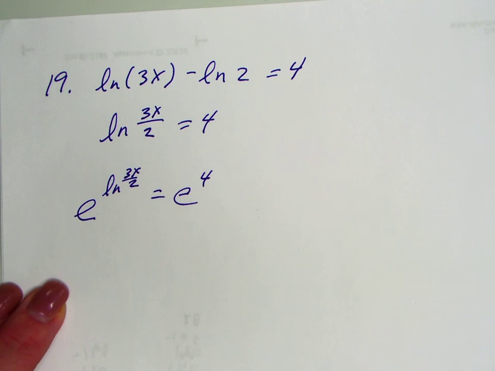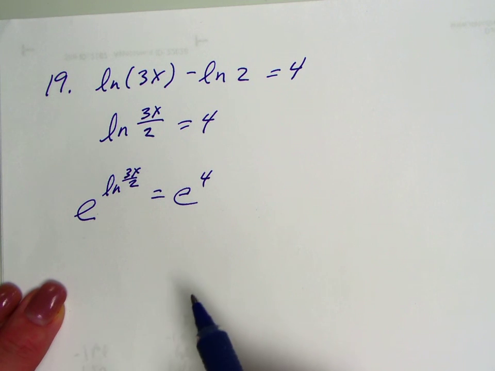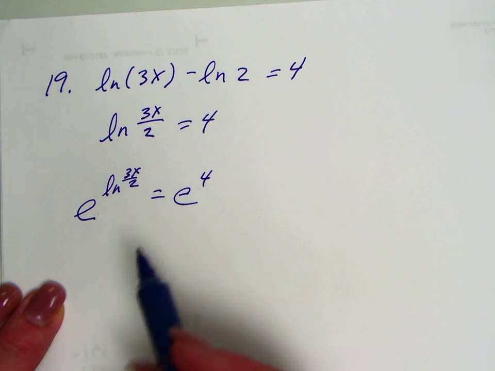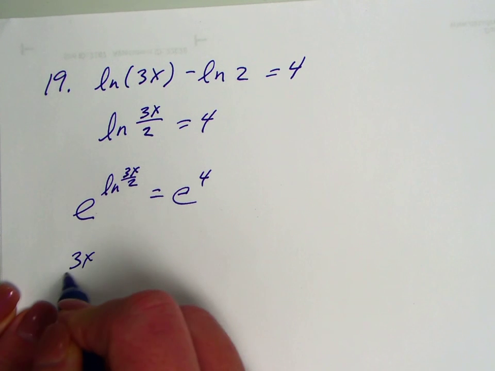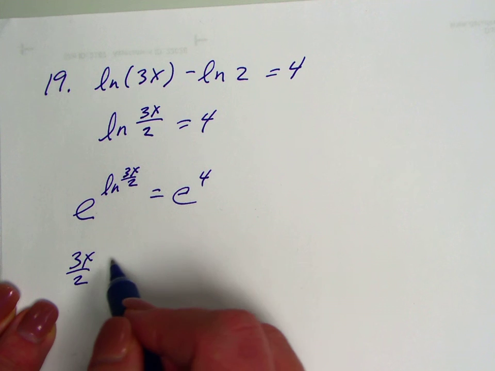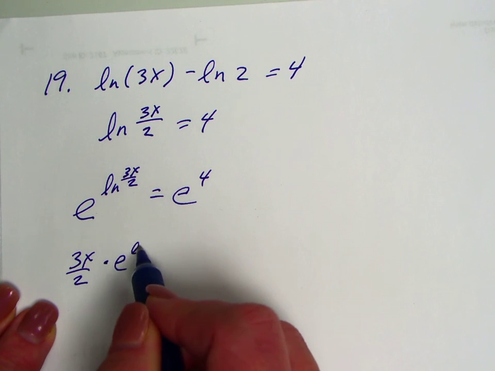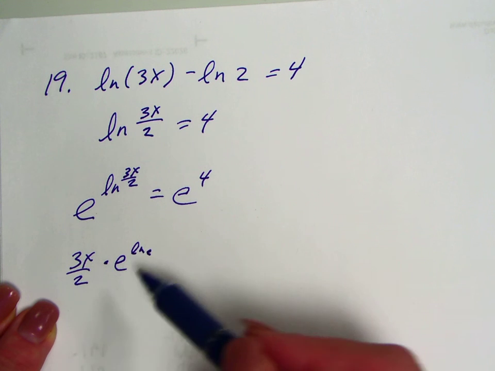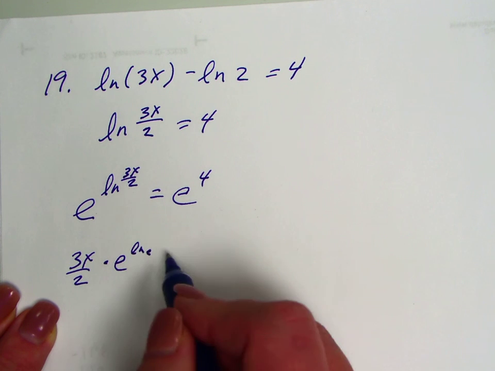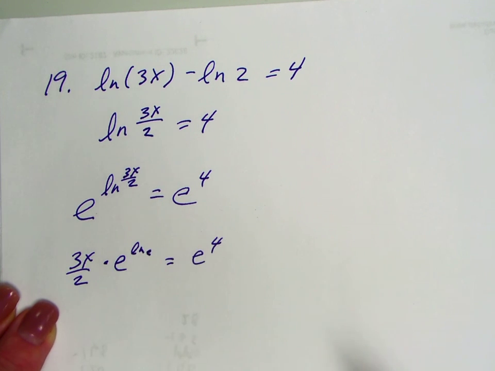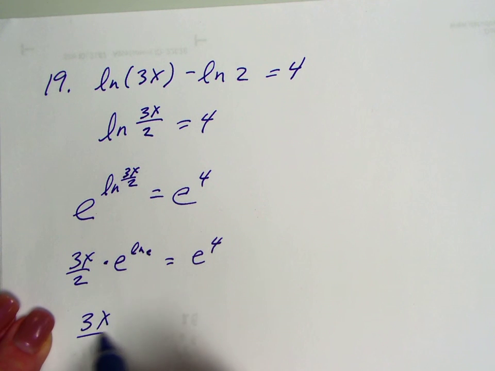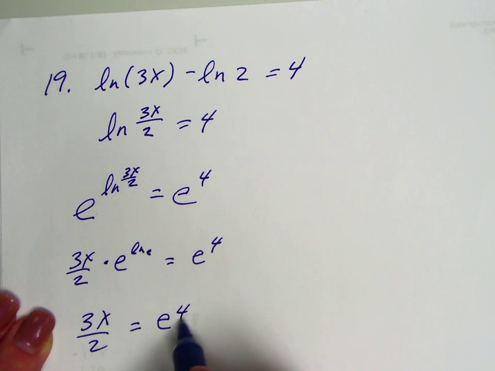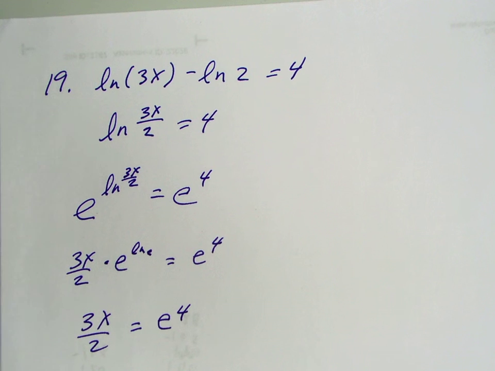Once again, we use the power rule to bring the 3x over 2 to the front, and then we have times e to the natural log, which has a base of e. So e to the natural log is just 1. Then we're going to have 3x over 2 equals e to the 4th. From there, we're just going to keep solving.